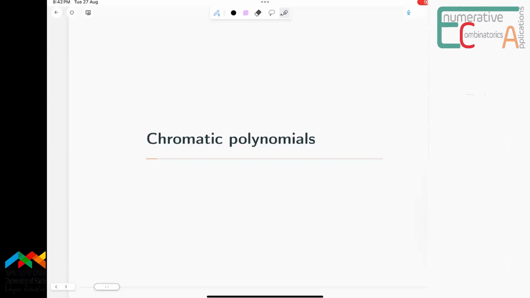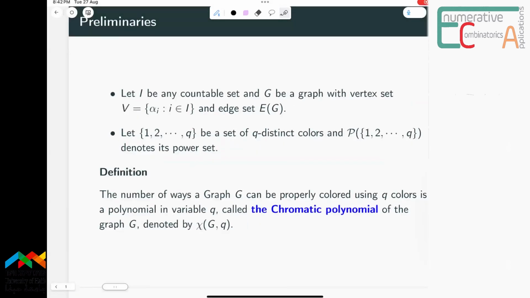So first of all, what are chromatic polynomials? Suppose we have a graph G with vertex set V and edge set E of G. I will denote 1 to Q as a set of Q distinct colors, like red color, green color, so we have Q colors. The number of ways a graph G can be properly colored using these Q colors is a polynomial in variable Q, which is called the chromatic polynomial. Proper colored means two adjacent vertices should have distinct colors.